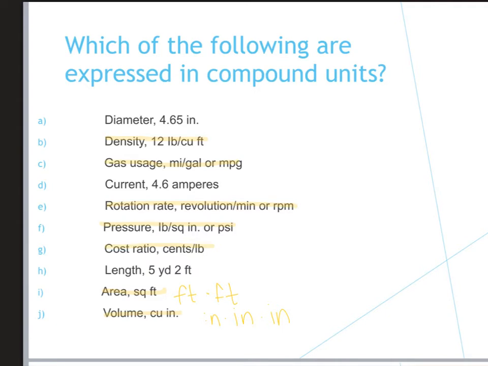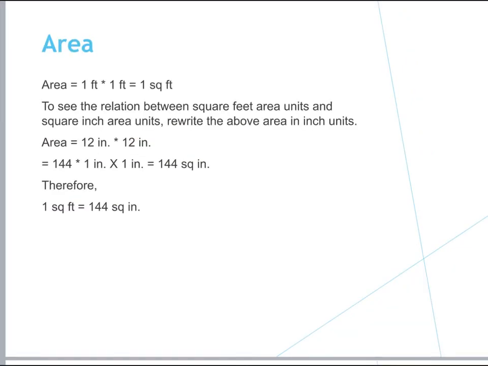There are two different units used in H, which is our length of 5 yards, 2 feet, but they have not been combined by multiplying or dividing. So again, you have to think about, has this been multiplied or divided? So looking at area, area equals 1 foot times 1 foot, which would give us 1 square foot.